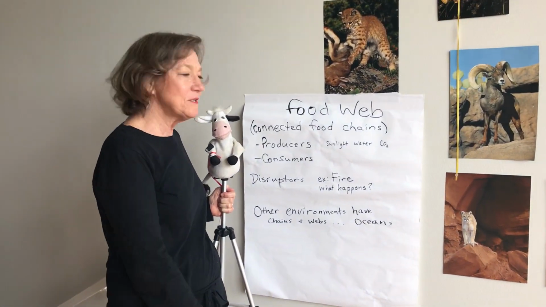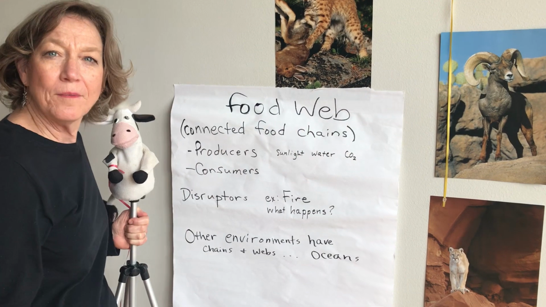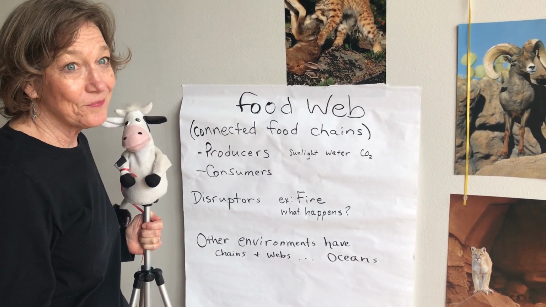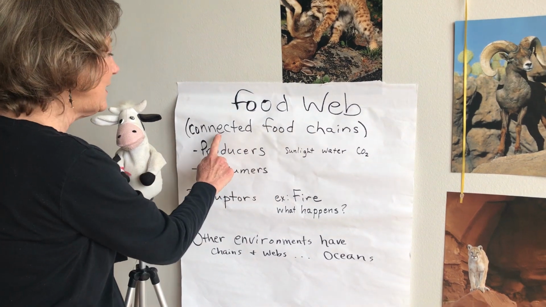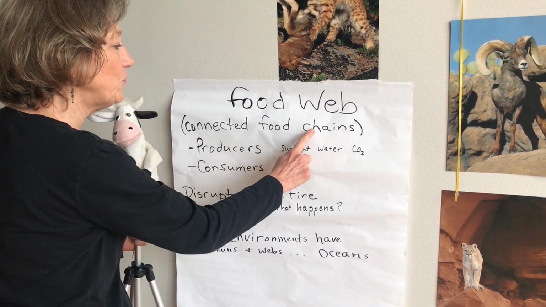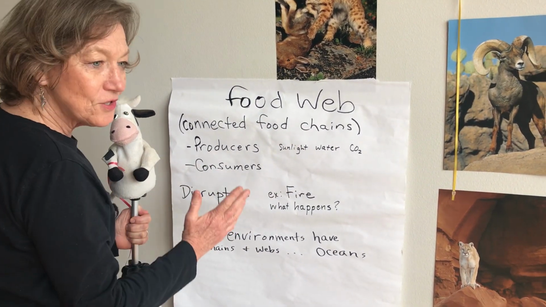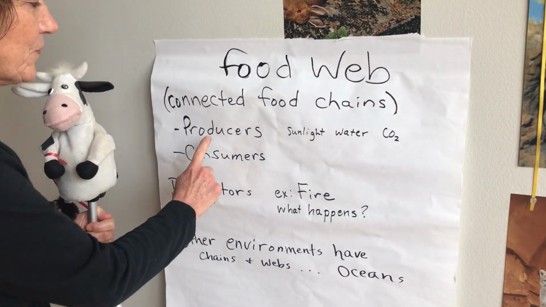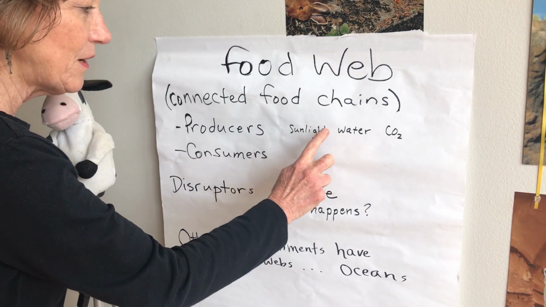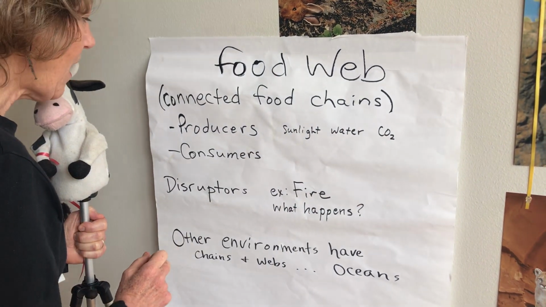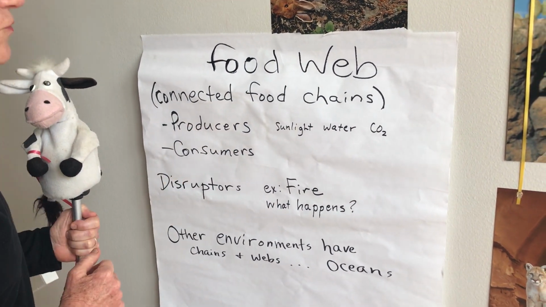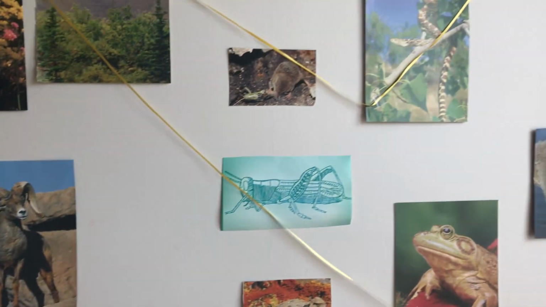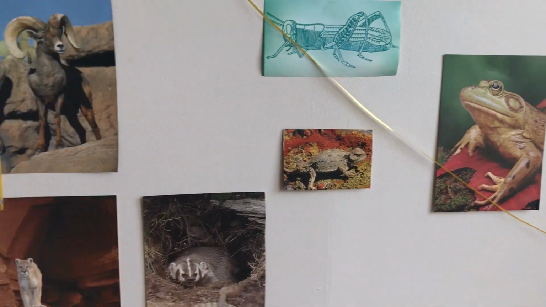This video is about food webs. In a previous video, we did food chains. Well, a food web is connecting the different food chains. Just as a quick review, we have producers and consumers. Our producers need sunlight, water, and carbon dioxide, and they make their own food. Then everybody else is a consumer, right?